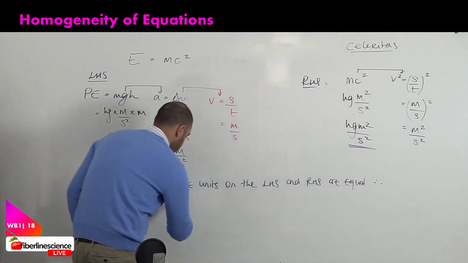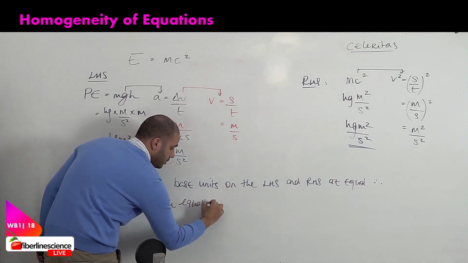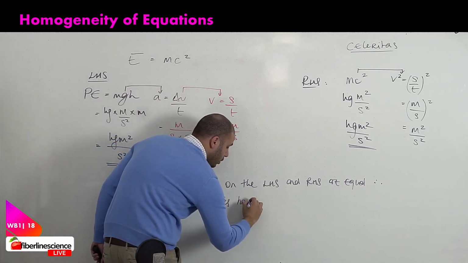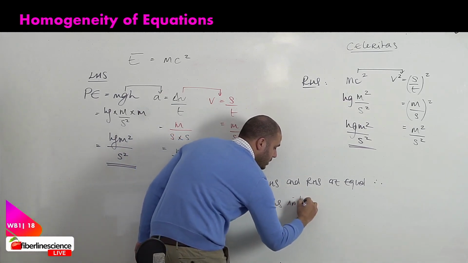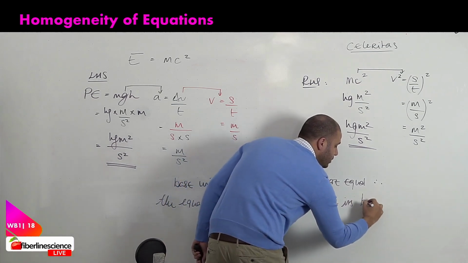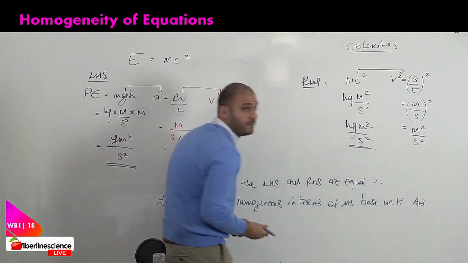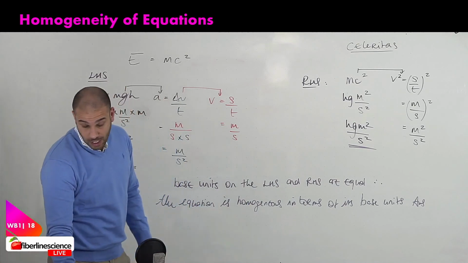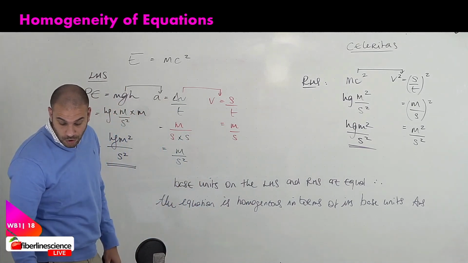Therefore, the equation, which is that E equals mc squared, is homogeneous in terms of its base units. And that will be my final answer. It's not just about the calculation, it's about the conclusion that I come up with from such a calculation. All right, so that is the first calculation that you've got on your notes.